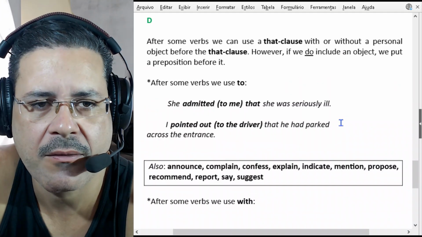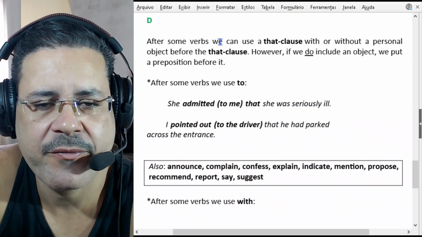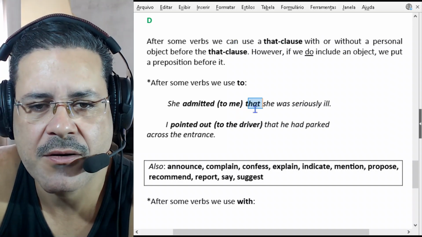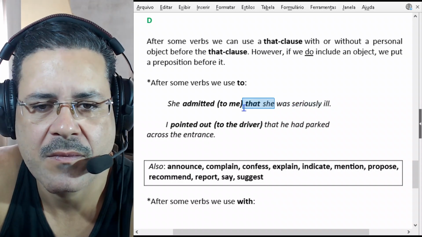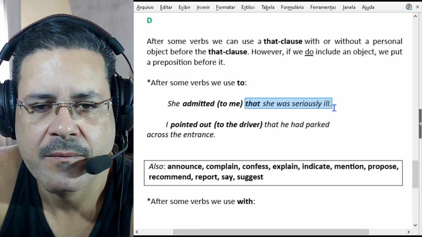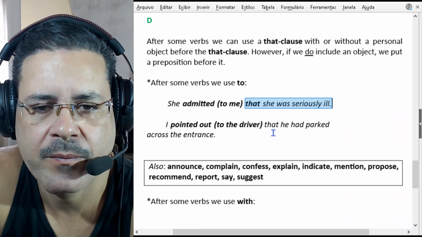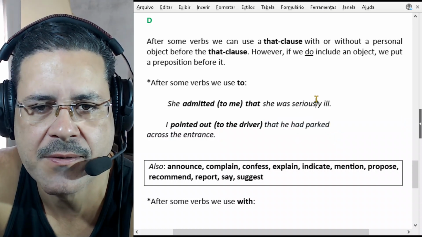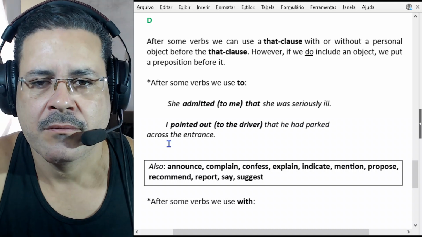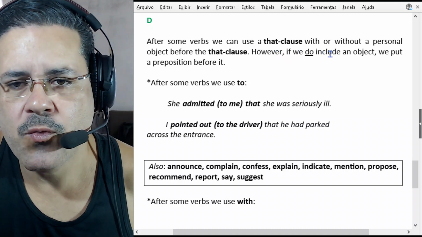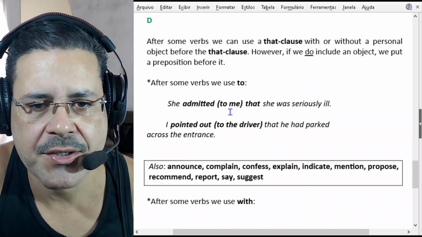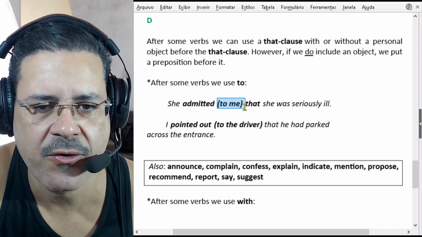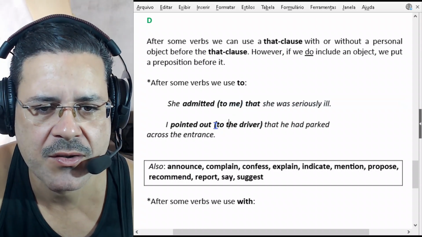Okay, moving on now to section D. After some verbs, we can use that clause. This is the that clause: that she was seriously ill and that he had parked across the entrance. Those are the that clauses. After some verbs, we can use that clause with or without a personal object. The personal object is this, before the that clause: to me, to the driver.